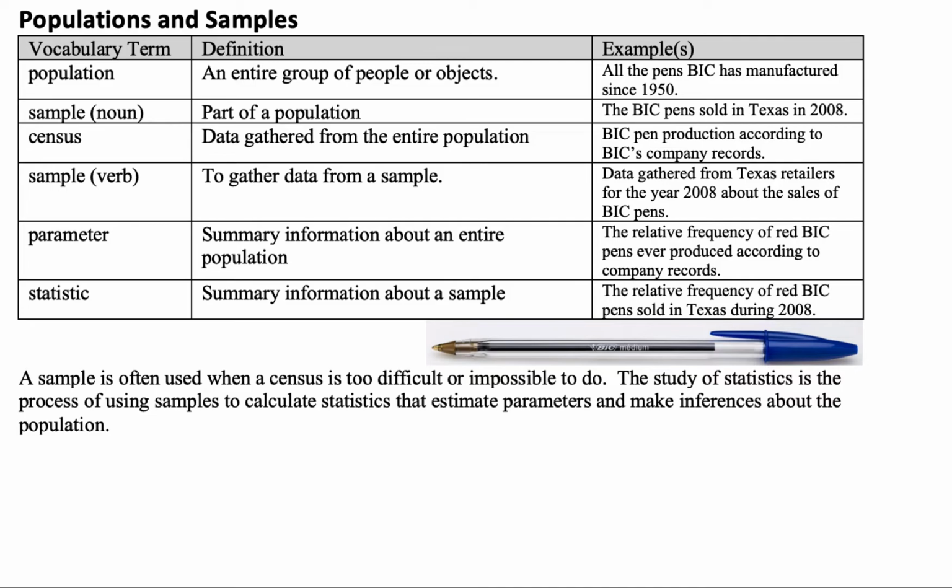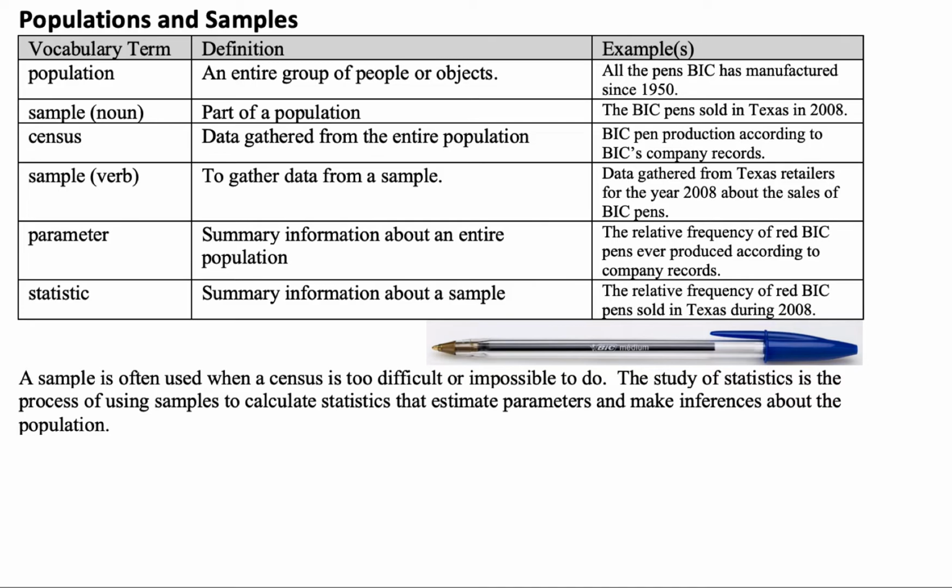It's called a census. In fact, since it's 2020 this year, the U.S. is doing a census this year where they gather data from the entire population. So for a census, BIC pin production according to BIC's company records. So they would have information on how many pins they've produced in total. So they would have the census records on that.